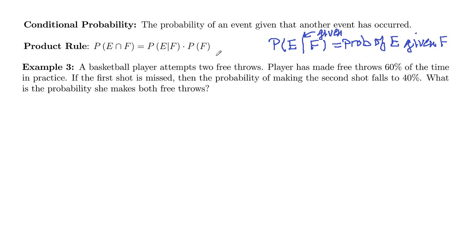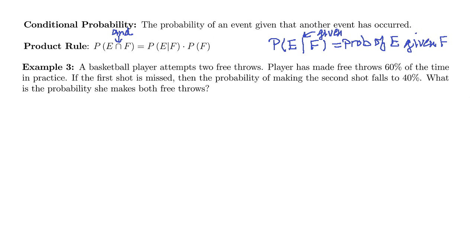And the reason that we can multiply on the branches of the probability tree is because of what's called the product rule. The product rule says that the probability of E and F, remember that your intersection there is and, is the probability of E given F, the conditional probability, times the probability of F.